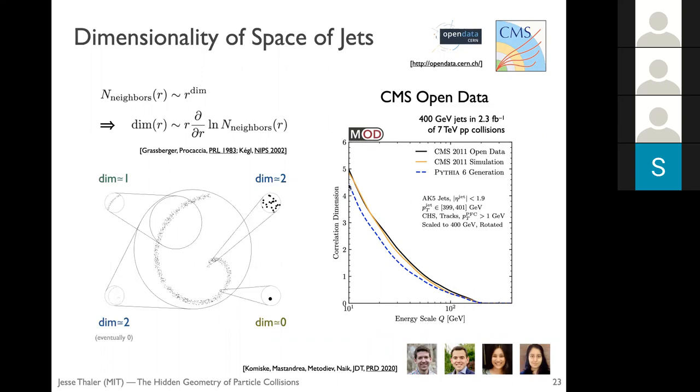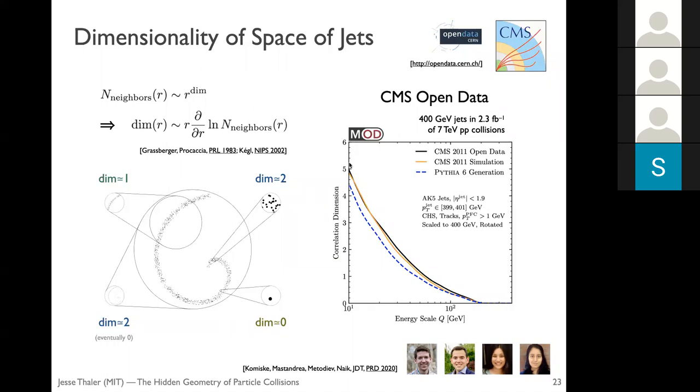and in blue is the truth level output from the Monte Carlo. You can see that what the detector does is smear things out and generate more effective dimensionality, about a half extra dimension. But you see this expected trend from the theory calculation. And if you resolve 400 GeV jets at the 10 GeV scale, you're talking about an effective dimensionality of 4 or 5, which is kind of interesting. It's a space triangulated by this energy mover's distance, and this is an interesting probe of the dimensionality of QCD.